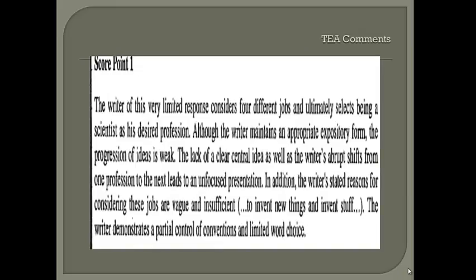The writer of this very limited response considers 4 different jobs and ultimately selects a scientist as his desired profession. Although the writer maintains an appropriate expository form, the progression of ideas is weak. The lack of a clear central idea, as well as the writer's abrupt shifts from one profession to the next, leads to an unfocused presentation. In addition, the writer's stated reasons for considering the jobs are vague and insufficient: to invent new things and invent stuff. The writer demonstrates a partial control of convention and a limited word choice.